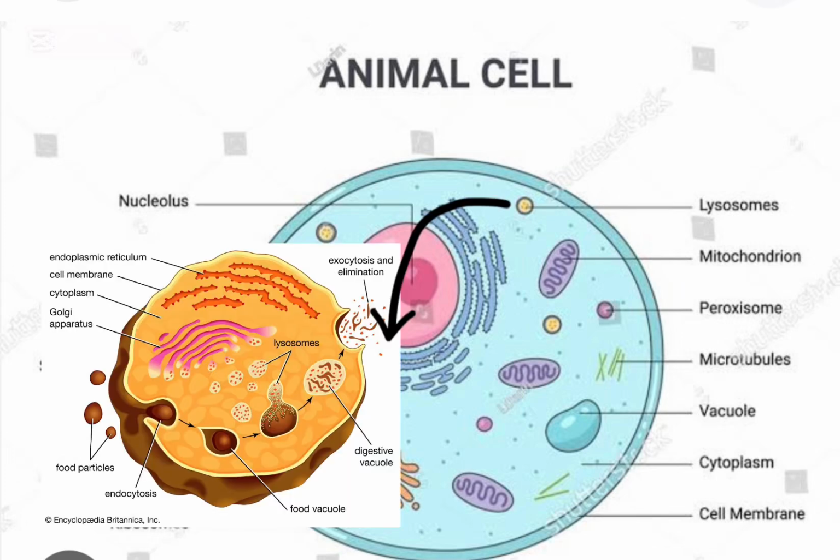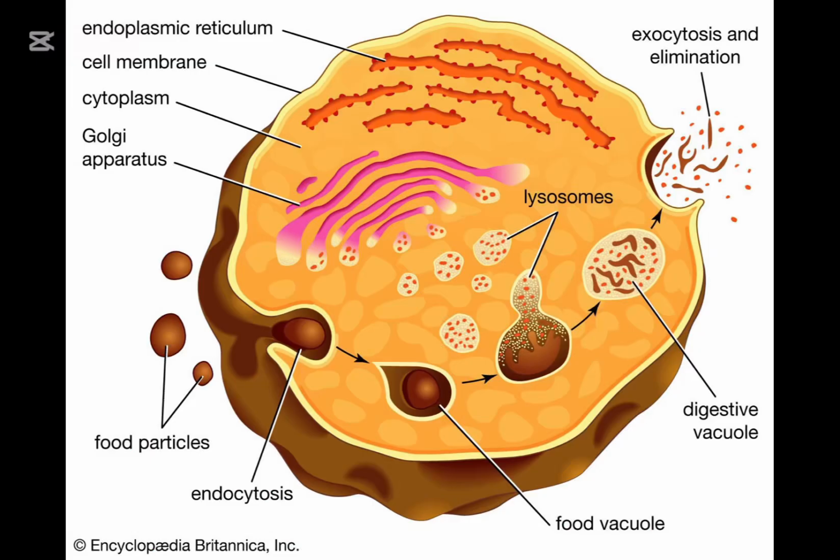So now let's talk about the lysosome. So the lysosome is a membrane-bound cell organelle that contains digestive enzymes. So what it does is that it breaks down excess or worn-out cell parts. Could be the endoplasmic reticulum, it could be worn-out ribosomes, worn-out Golgi body, and other cell organelles. And they also help to destroy invading virus and bacteria inside the cell.